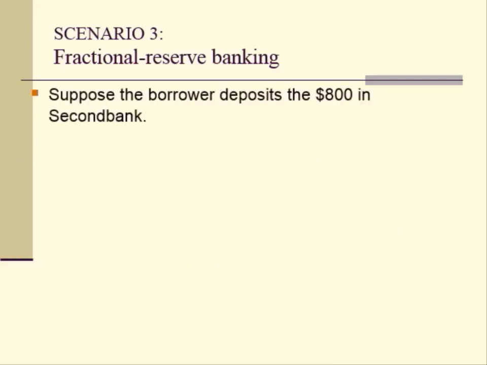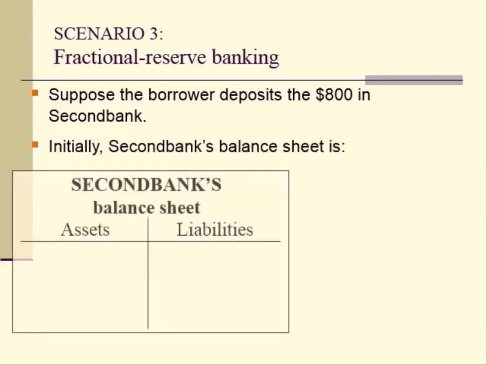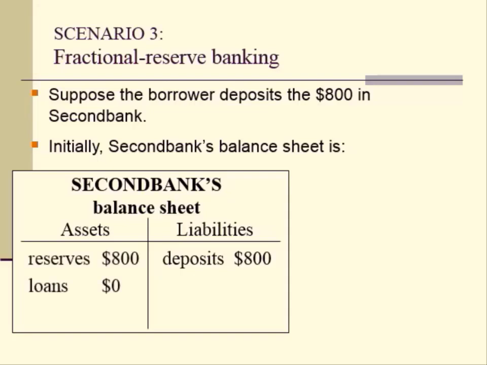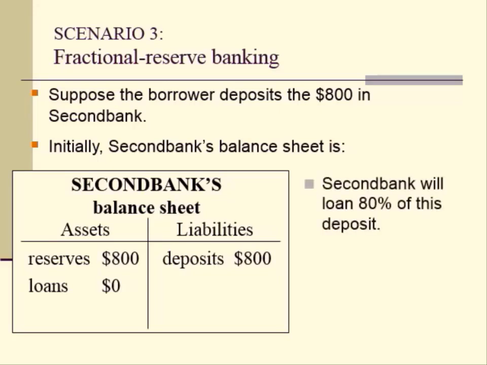Now suppose the borrower deposits $800 in the second bank. Or maybe the borrower uses the money to buy something from someone else, who then deposits it in the second bank. Then initially, the second bank's balance sheet is deposit 800, reserves 800, loan 0. Then the second bank will loan 80% of this deposit, that is 0.8 times 800, that is $640. Then the balance sheet looks like this. So in this case, the $800 finds its way back into the banking system.